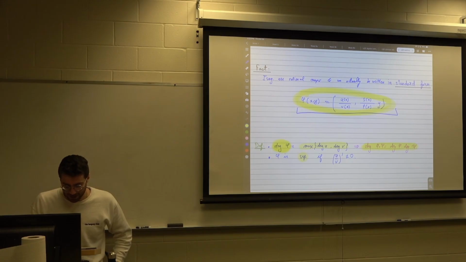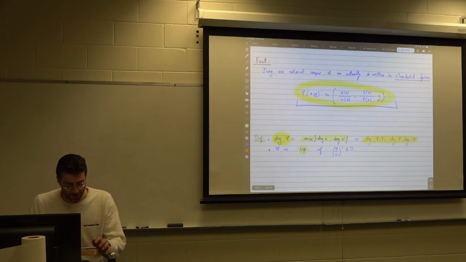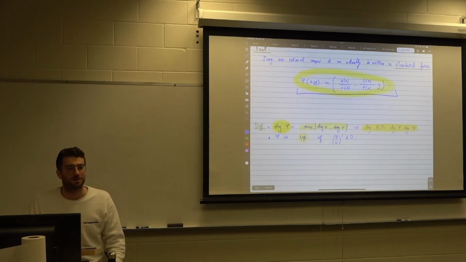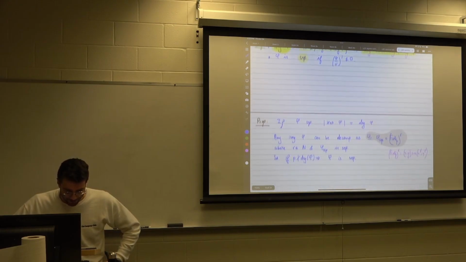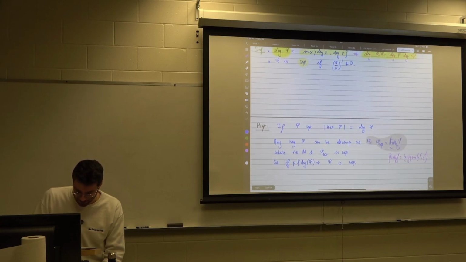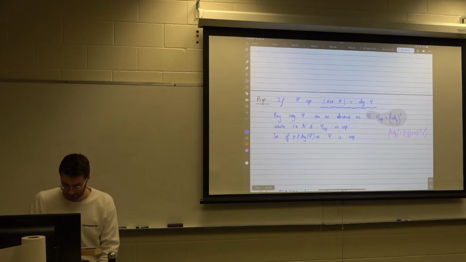An isogeny is separable if u over v prime, the derivative, is not zero. So this is just a technical assumption. You will almost never have to deal with non-separable isogenies. It will always be separable in most applications. If the isogeny is separable, then it's very convenient because the degree of the isogeny is equal to the size of the kernel. So that's very nice. If you want to know the degree, you just see how big the kernel is.